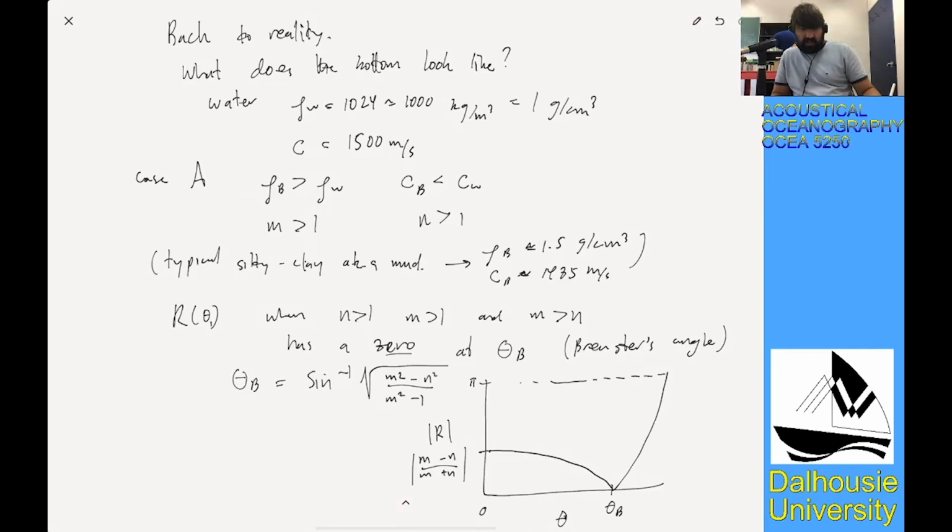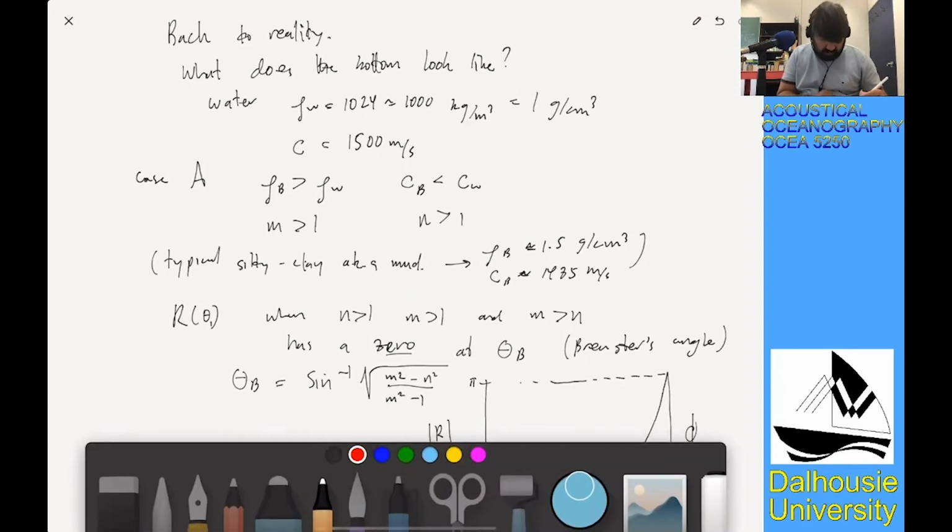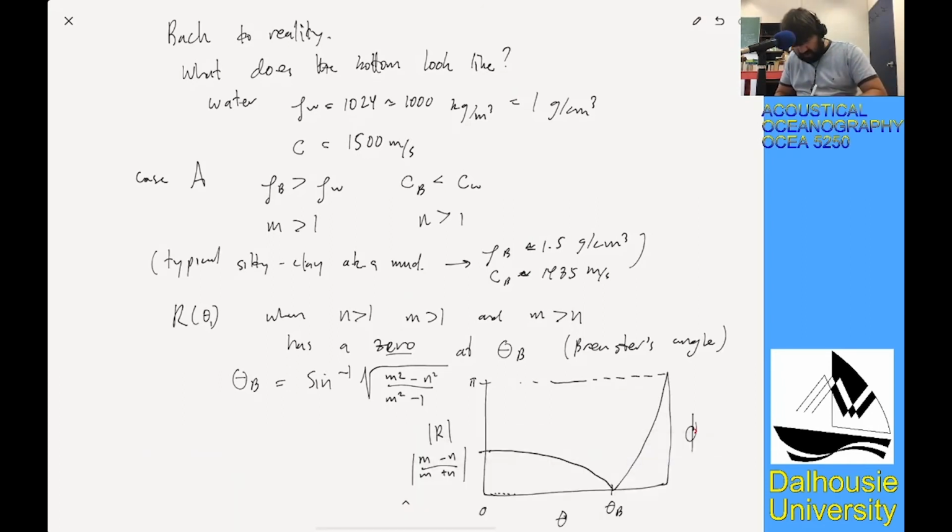Now, what about the phase? Let's make one of these double y-axis plots. The phase, everything's going to be real below the Brewster's angle. Phase, it's in red. So the phase stays 0. Now, all of a sudden, we have an imaginary component, and the phase just goes up to pi. There you go. Quite simple.